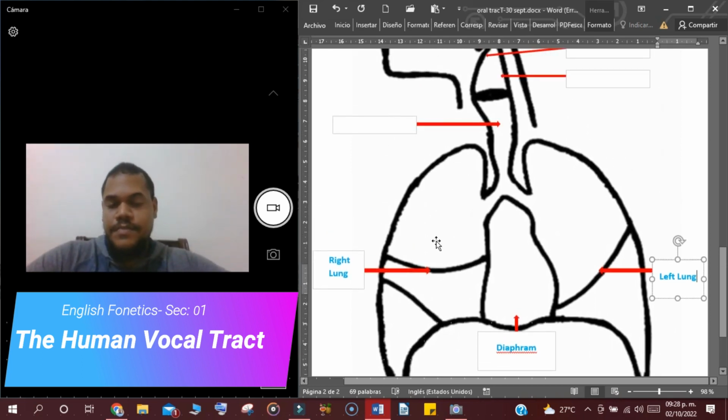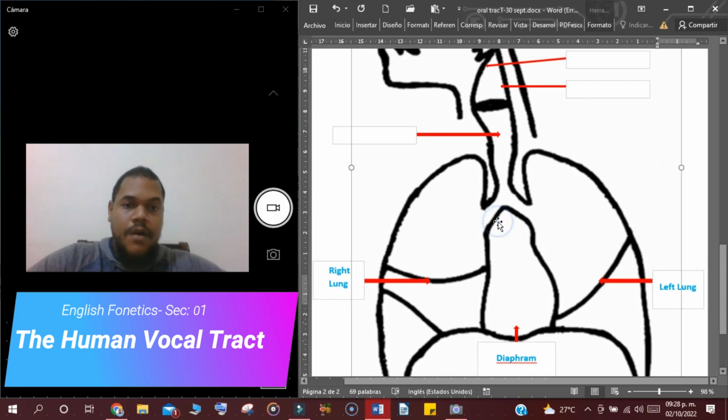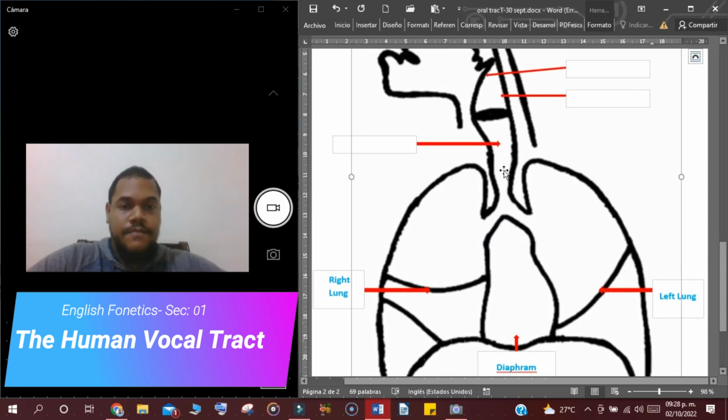And how are the speech sounds produced? When the diaphragm moves, the air that is in the lungs gets out to the bronchi. After the bronchi, the air flows to the trachea or windpipe, that is right here, and then goes to the larynx. And in the larynx, this air stream becomes sound.